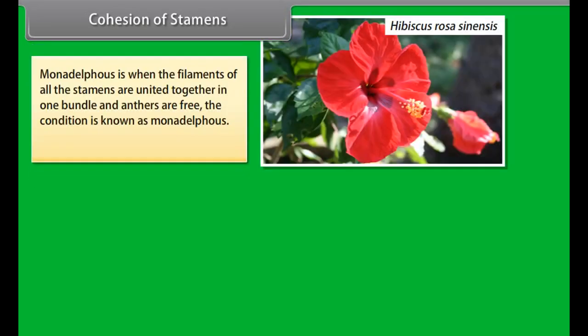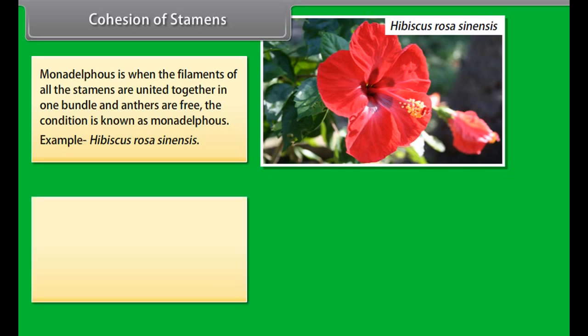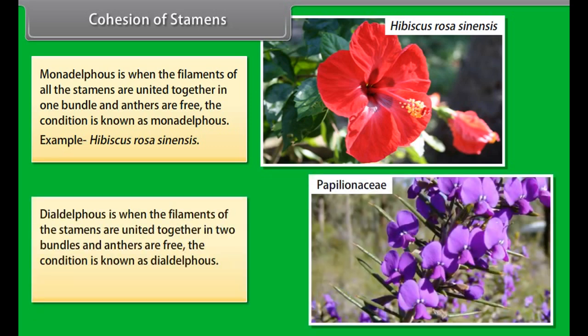Monadelphous is when the filaments of stamens are united together in one bundle and the anthers are free. Example, Hibiscus rosa-sinensis. Diadelphous is when the filaments of the stamens are united together in two bundles and the anthers are free. Example, Papilionaceae.